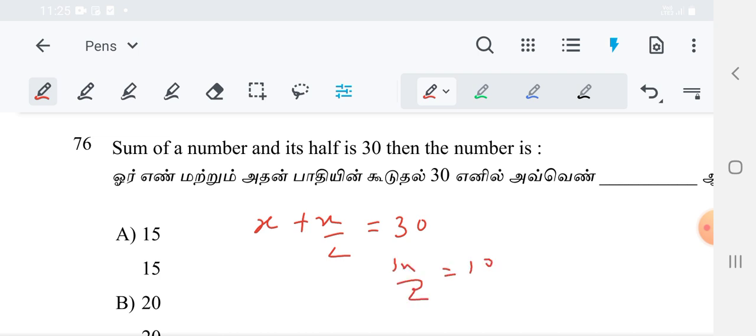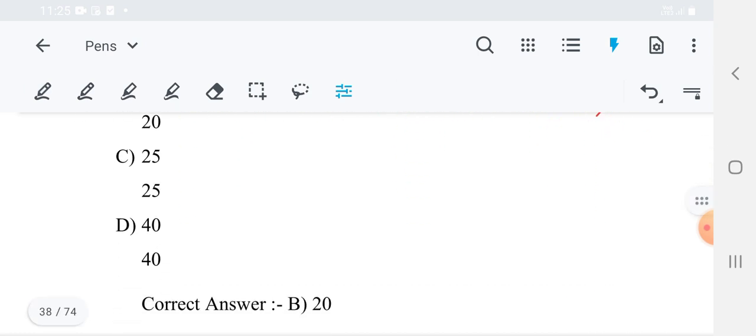So 3x by 2 equals 30, therefore 3x is equal to 30 into 2, which is 60. X is equal to 60 by 3, so 20 will come. So the number, the sum of the number and its half, the number is 20. That is the best answer. Okay, come to the next question.